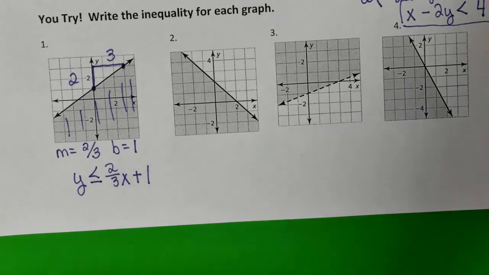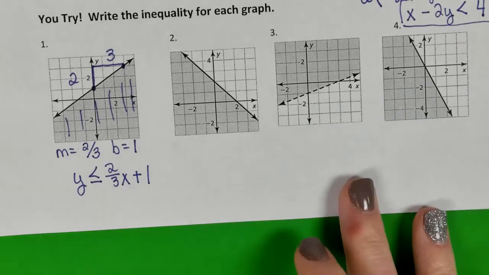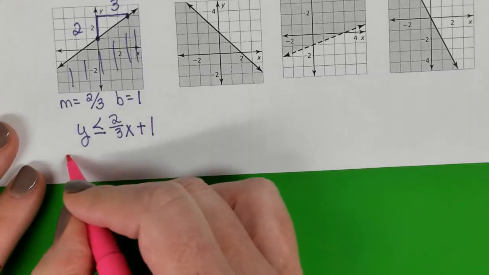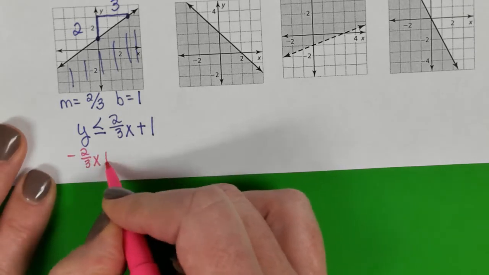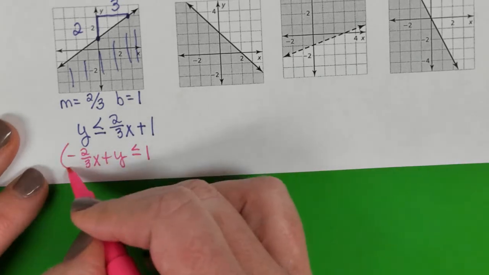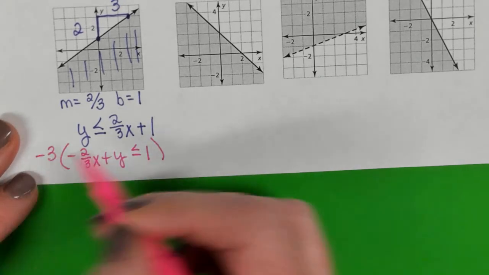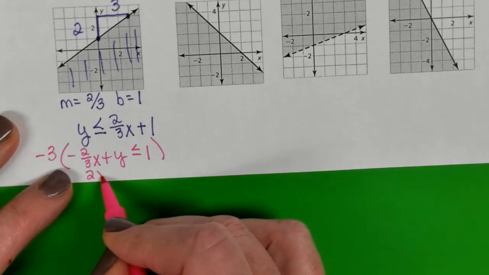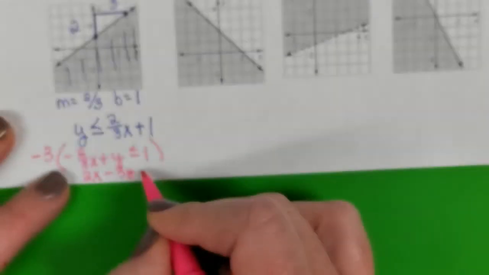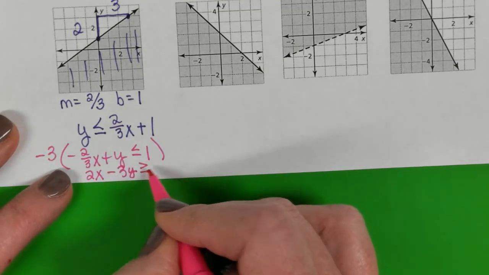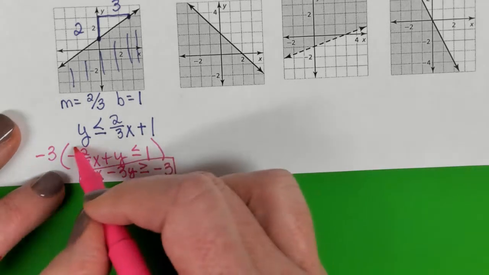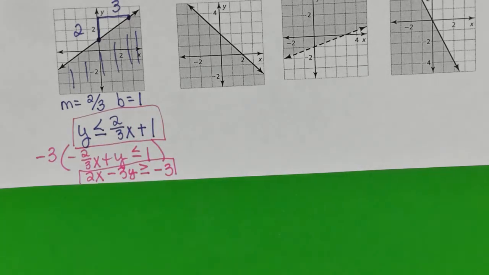Now, just for fun, let's go ahead and change this into standard form and just see what it looks like in standard form. The first thing we would need to do is subtract 2/3 x. Again, we don't want a negative, we don't want a fraction, so I would multiply this by -3. That gives me positive 2x minus 3y is greater than or equal to -3. So this would be the inequality in standard form. This would be the inequality in slope-intercept form.